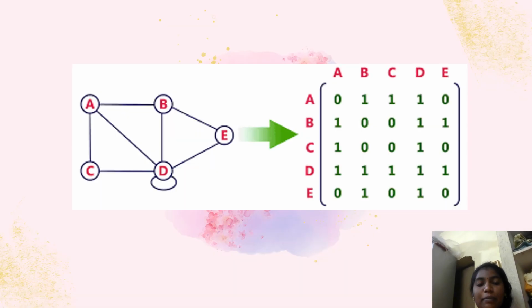Here we can see the example of array representation in the matrix form. Here we can see A, B, C, D, E. So this is the matrix form of array representation.